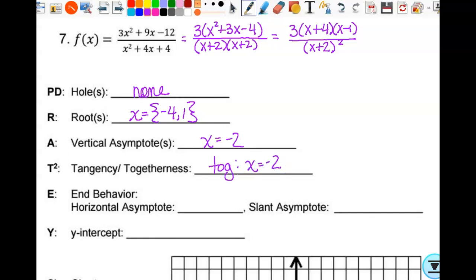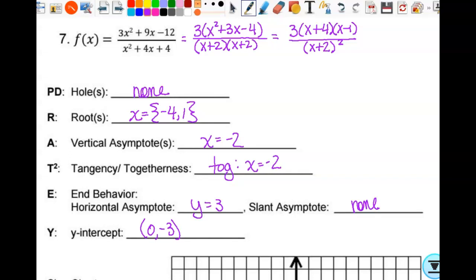Top heavy, bottom heavy, or tied in degree? Tied in degree. It's easier to look at this one. I mean, you can look at any of them, but this one's a little bit easier. Y equals 3. So this is none. My y-intercept is at 0, what? -3. You got it. All right. Everybody okay with where everything came from?